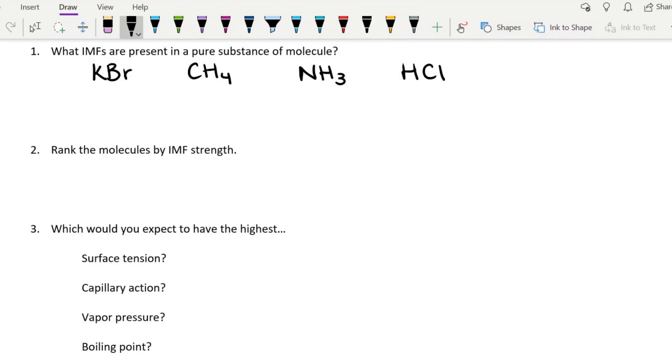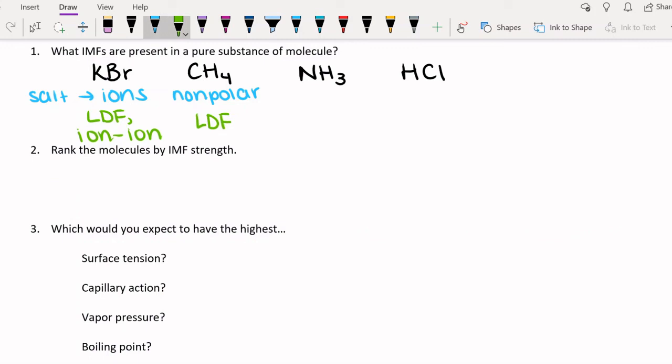Alright, let's talk through this problem. Potassium bromide is a salt that contains the potassium ion and the bromide ion. So it will have ion-ion interactions and London dispersion force. Methane only has nonpolar carbon-hydrogen bonds, so it's nonpolar. The only IMF present is London dispersion force. Ammonia is polar and it has really polar nitrogen-hydrogen bonds, so the answer is London dispersion force and hydrogen bonds.